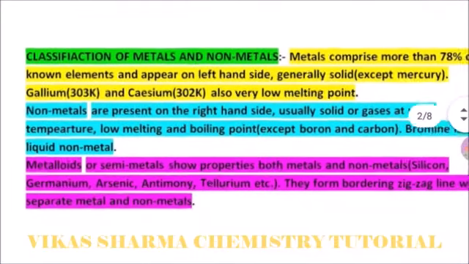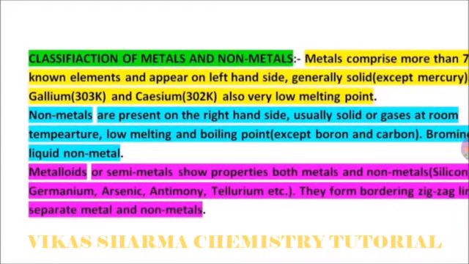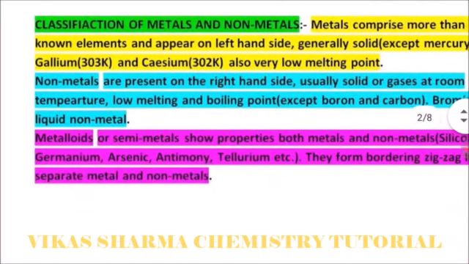Metals comprise more than 78% of all known elements and appear on the left-hand side of the modern periodic table. They are generally solid except mercury, which is a liquid at room temperature and also belongs to the metals. Gallium also has a low melting point. Cesium also has a very low melting point. These have very low melting points, but they are still considered metals because they have many characteristics of metallic properties.